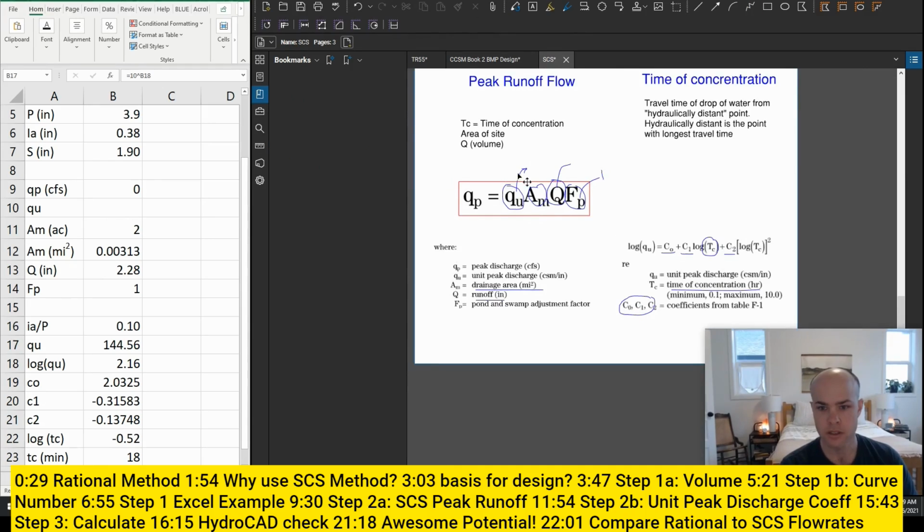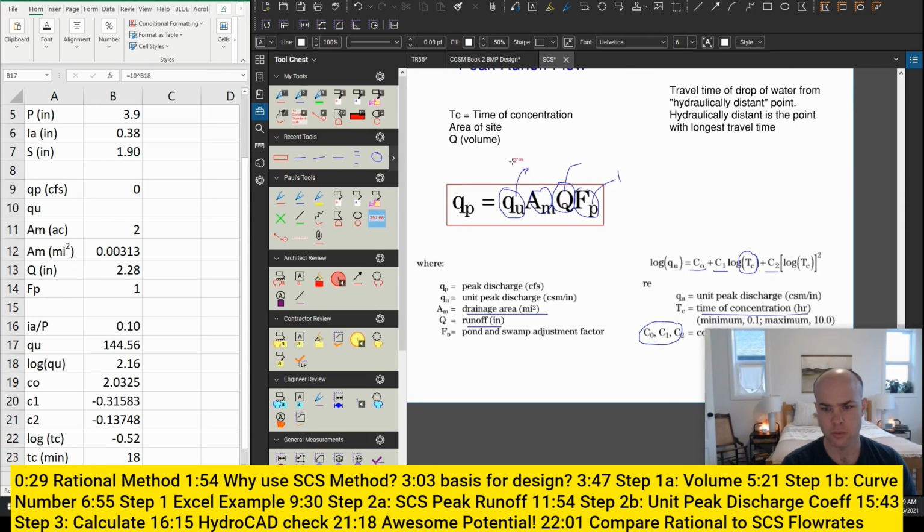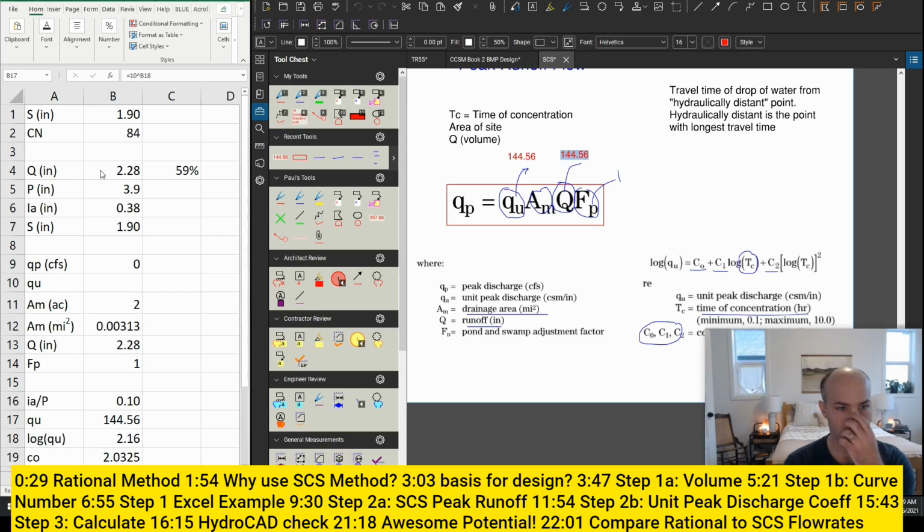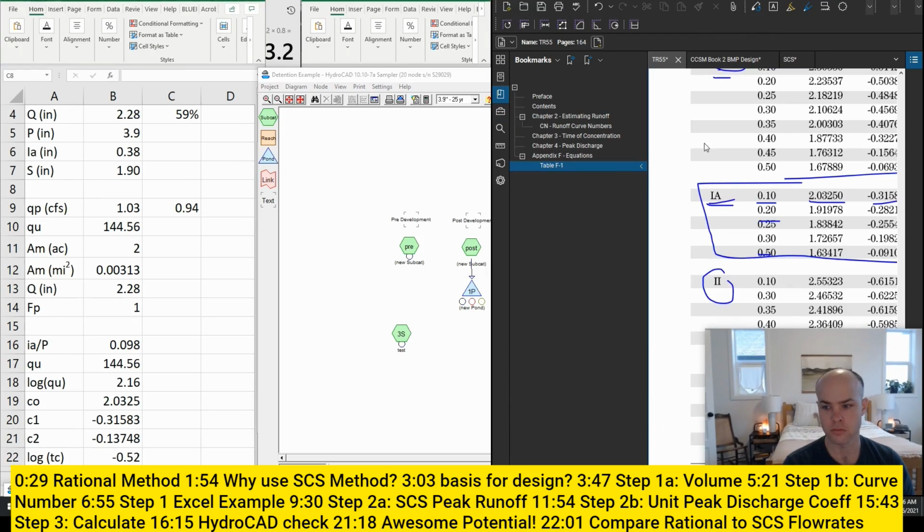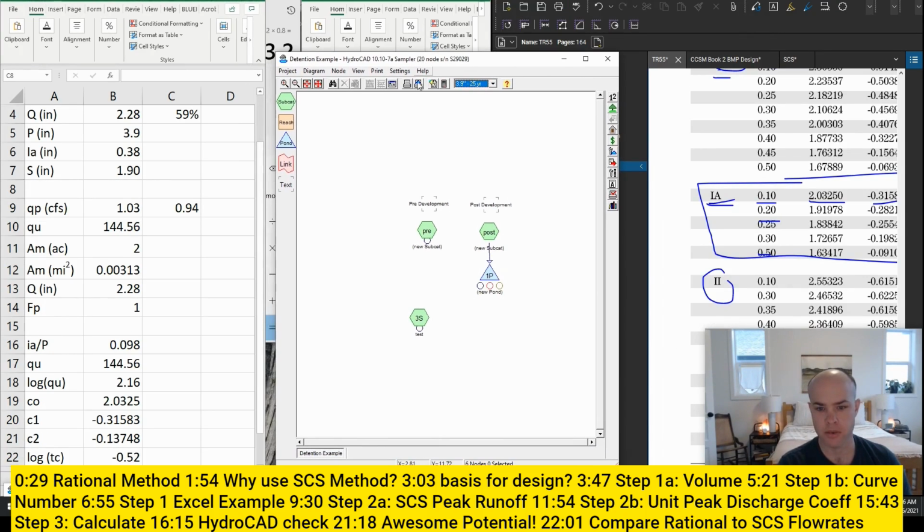which I'm also showing you right here. So now, in our example, we've got 144.5. Our Q value was 2.28, F equal to 1, and this area in square miles is 0.0313. And that gives us a Q of 1.03 CFS. Let's see if that gives us the correct value that we're expecting. So let me jump into HydroCAD and see what HydroCAD gives us.